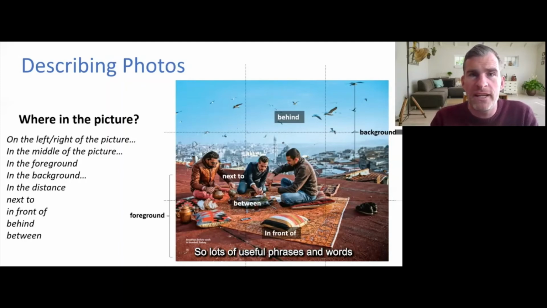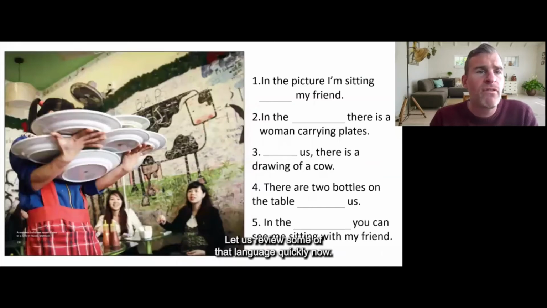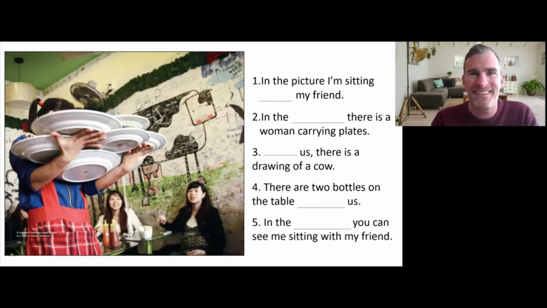So lots of useful phrases and words to describe where things are in the photo. Let's review some of that language quickly now. So look at these sentences and use the words and expressions from the previous part of the lesson to complete the gaps. Pause the video now and try and complete them. Good luck. Okay, welcome back. How do you think you did? Did you get them all right?